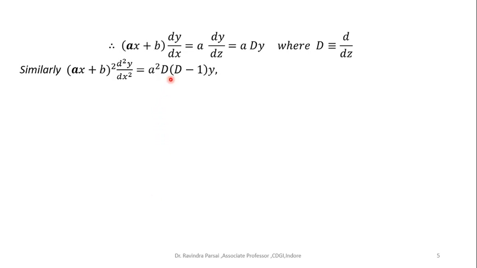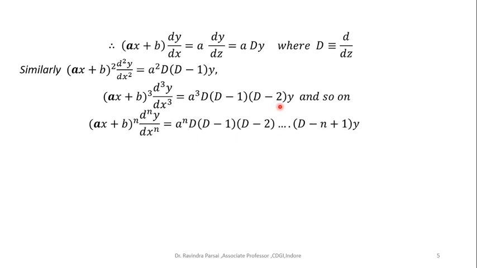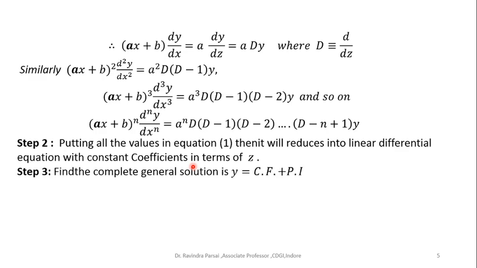And then similarly we will write here (ax plus b) whole square d2 by dx square equal to a square into D into (D minus 1) over y. For the cubic case, you write one more factor here, adding D minus 2, and for the nth case, D minus n plus 1 factors are added. So therefore, on putting all these values in equation number 1, this converts it into a constant coefficient equation.